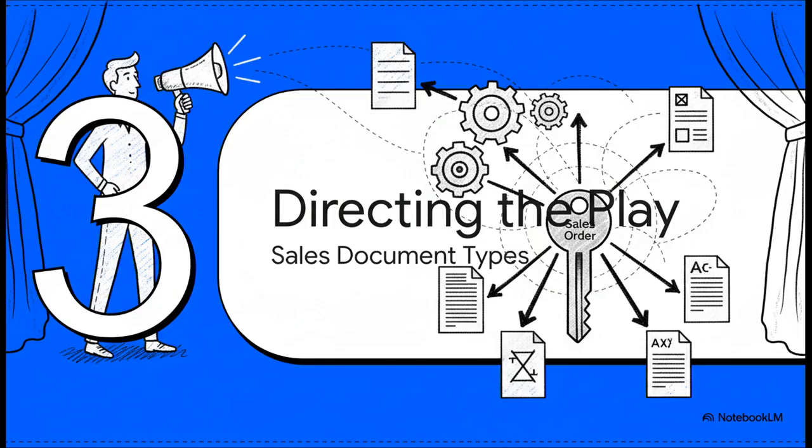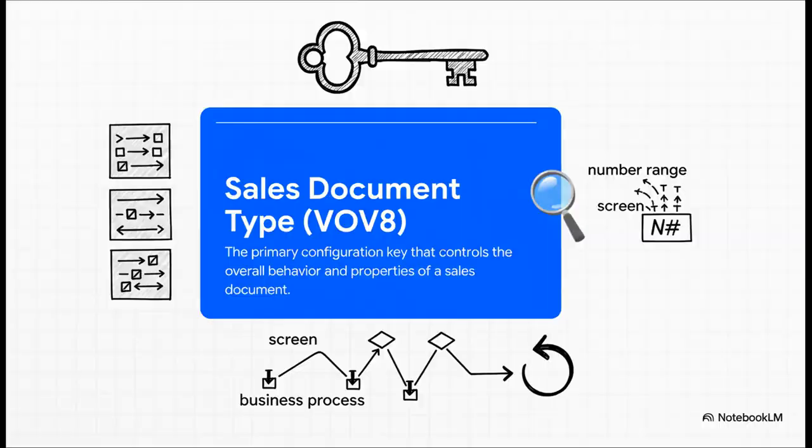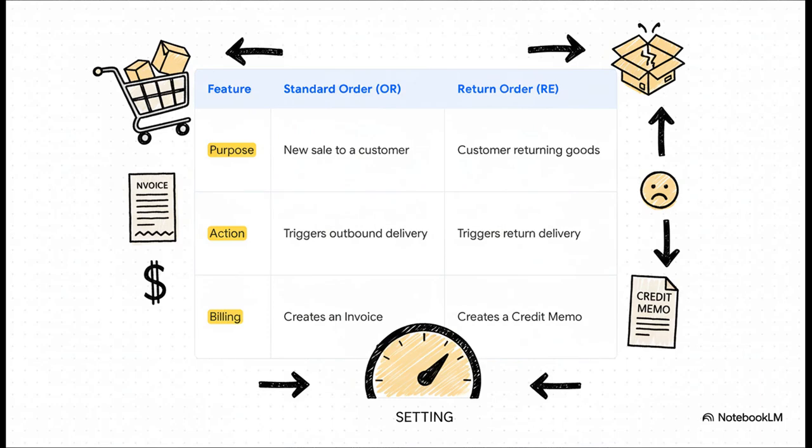So if we want to understand this hidden structure, we have to find out who's in charge. Who's the director of this whole play? Well, it turns out there's one key piece of configuration that basically orchestrates the entire show from start to finish. And that director is the sales document type. You'll find it in transaction VOV8. Think of it as the master controller. It determines pretty much everything: the number range, what screens you see, and the entire business process that this document is going to follow.